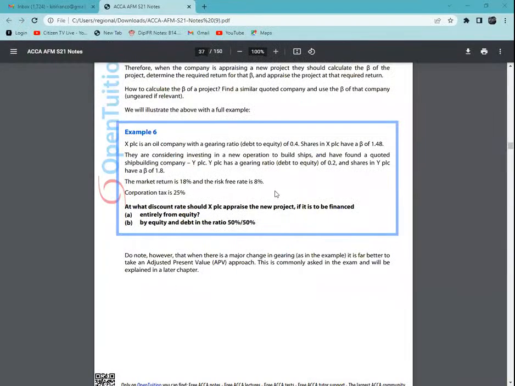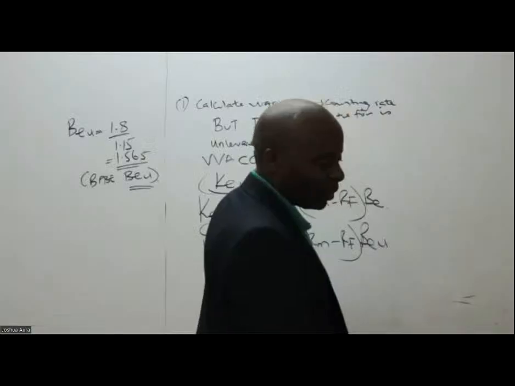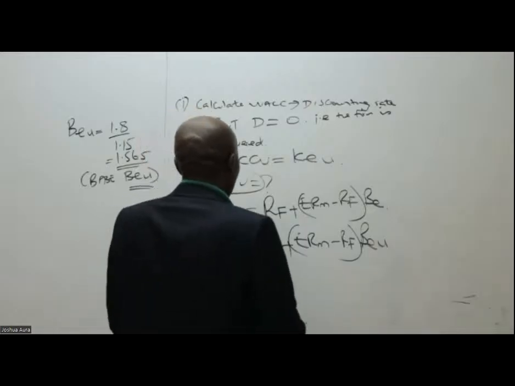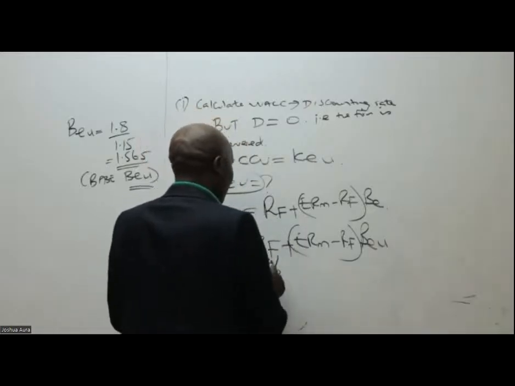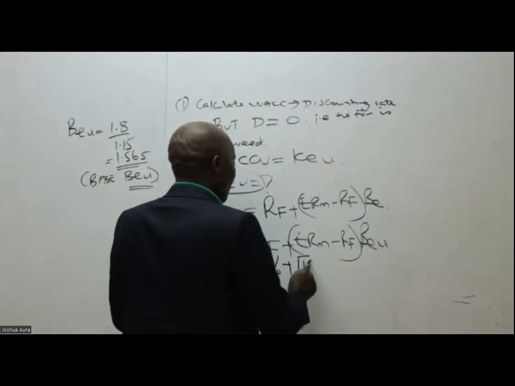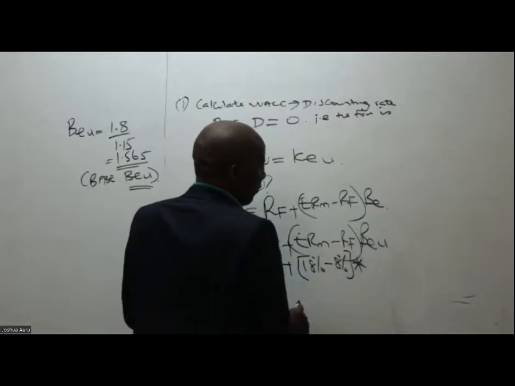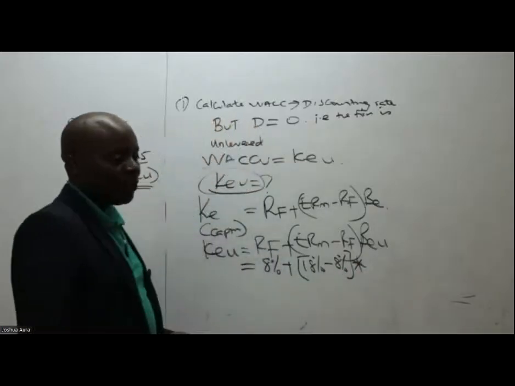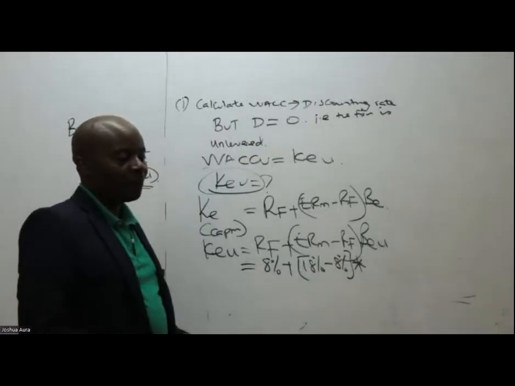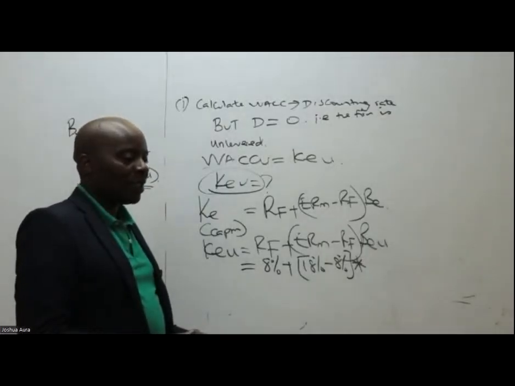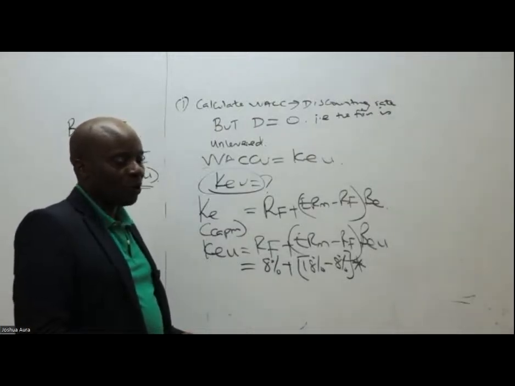Yes, it's 8% and the market return is 18%. So no worries at all. We are being told here that the risk-free rate of return is 8% plus 18%, the market return, minus 8%, multiplied by beta equity of unlevered firm. Could you kindly give me the beta equity of unlevered firm? Is there somebody who is able to recall that figure?